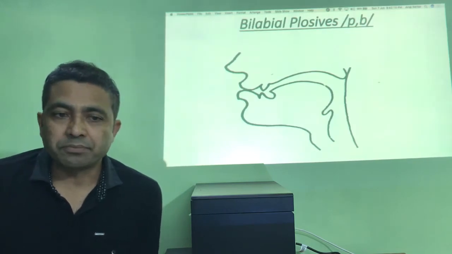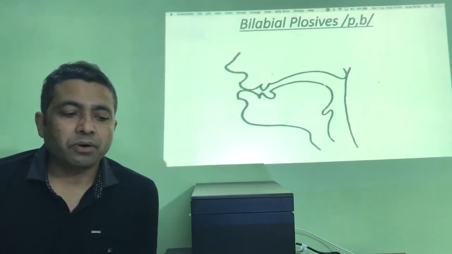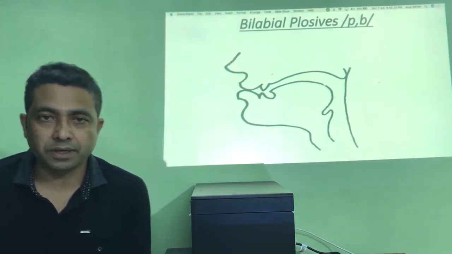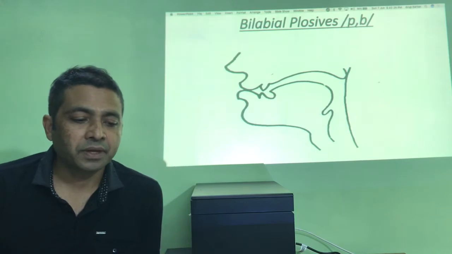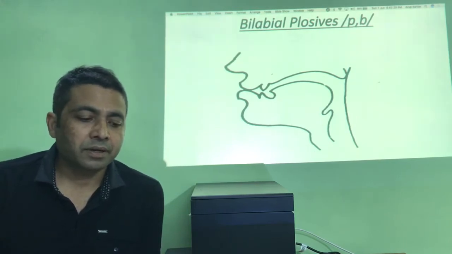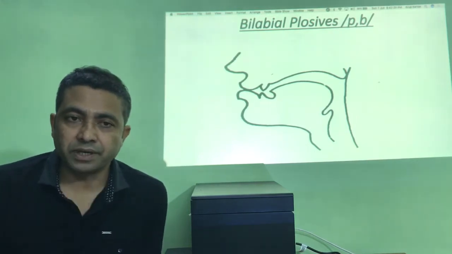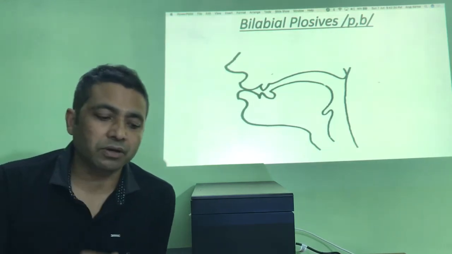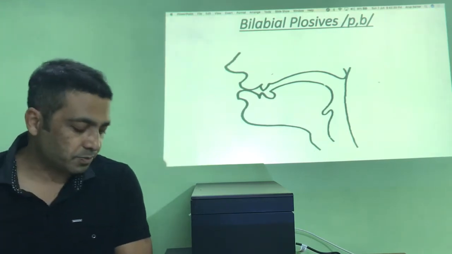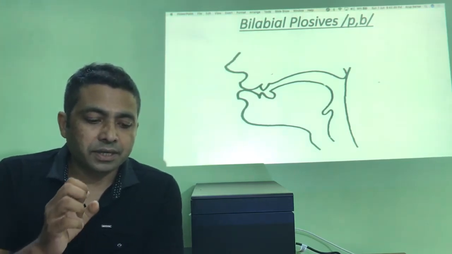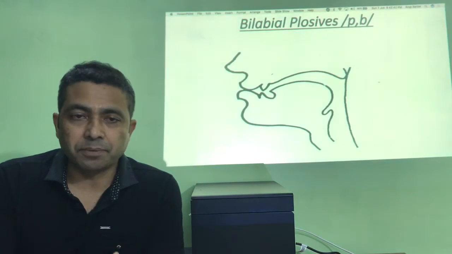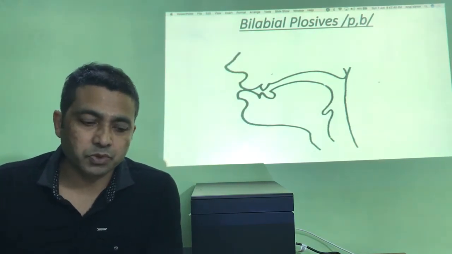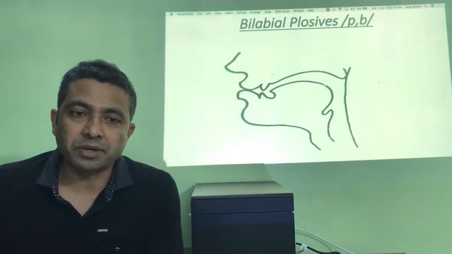First we have /p/ and /b/. These two are bilabial plosives, as we talked about in the earlier video. Bilabial because the air is blocked by the lips, so it is named after the lips as bilabial. Both the lips block the air coming from the lungs. The air is compressed, then there is a sudden release. The sound is a kind of explosion. That's why they are plosives.